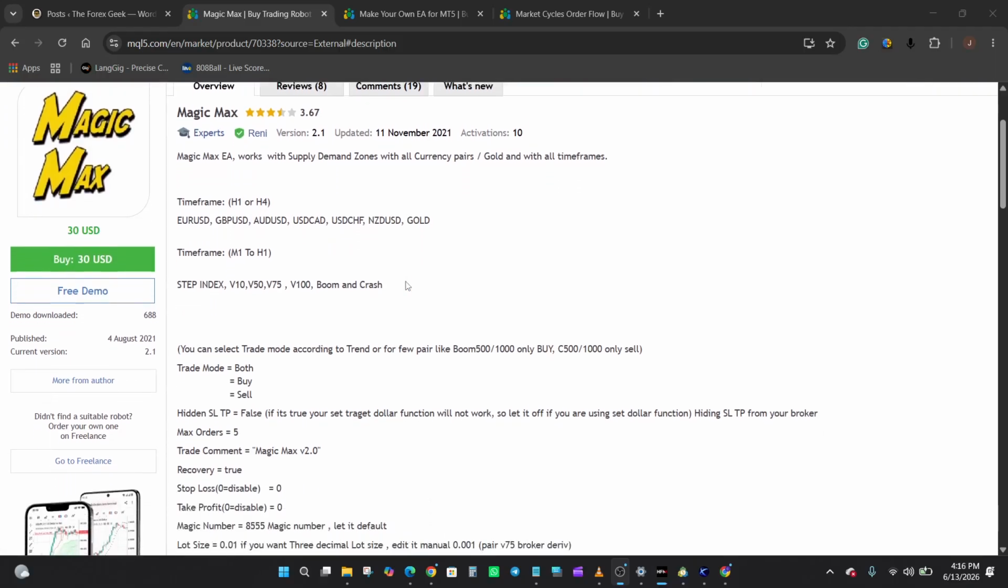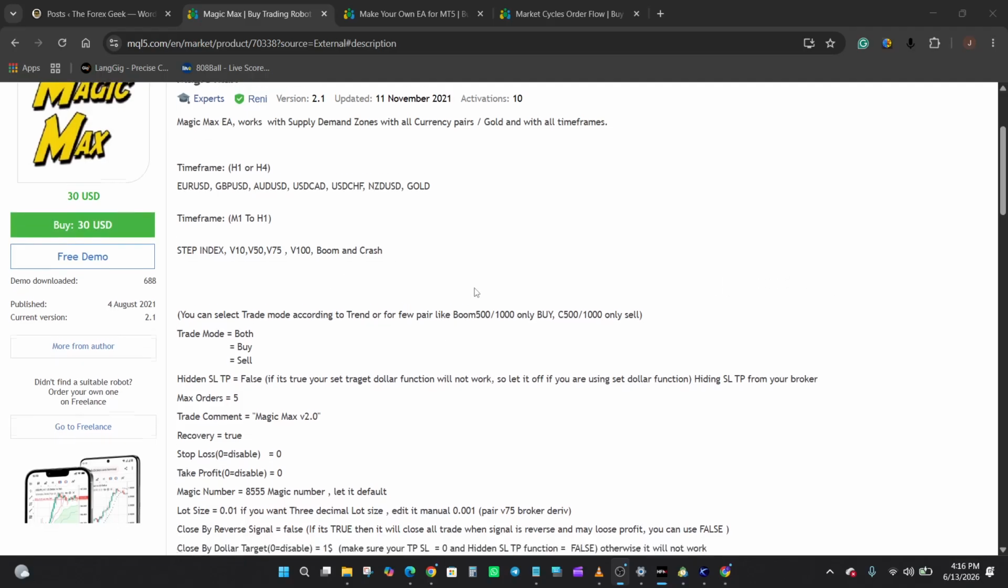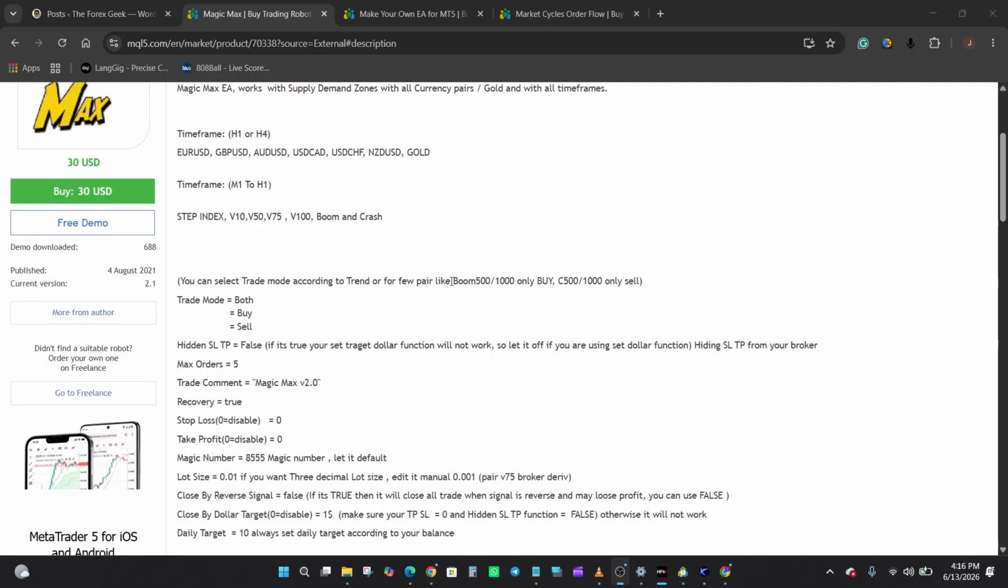From the description, Magic Max EA is built to work with supply and demand zones and is compatible with all currency pairs and gold. It also extends to different time frame groups, with higher time frames like H1 and H4 recommended for Forex pairs such as EUR/USD, GBP/USD, AUD/USD, and others, while lower time frames can also be used for synthetic indices like Boom and Crash or volatility indices.